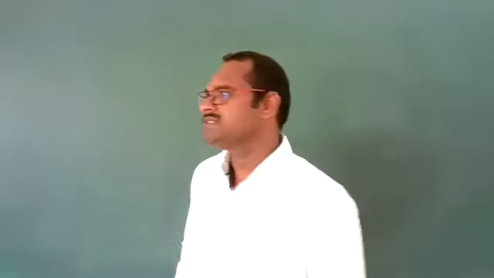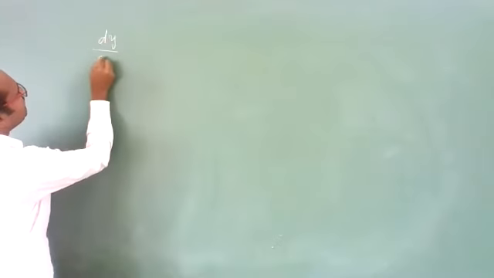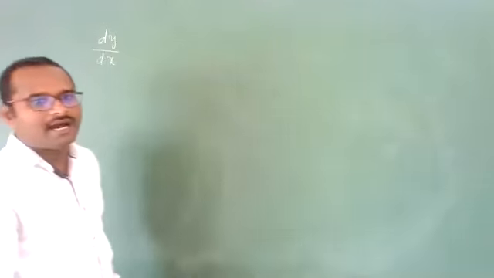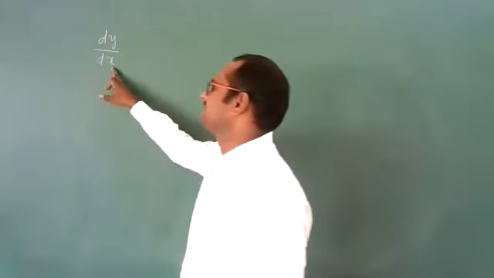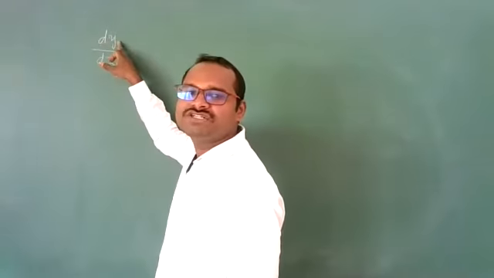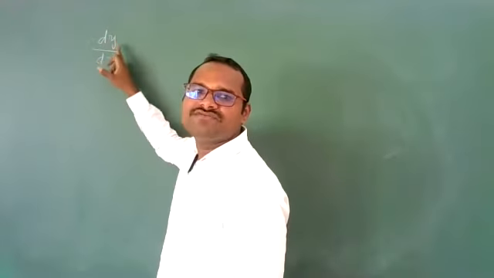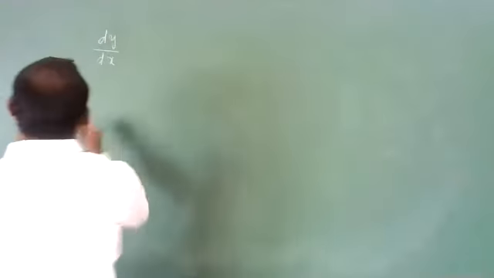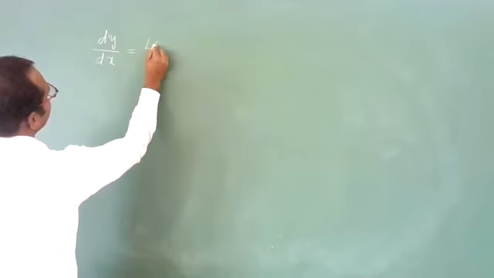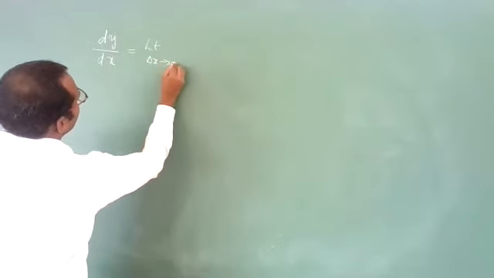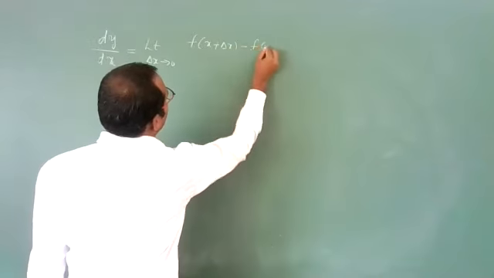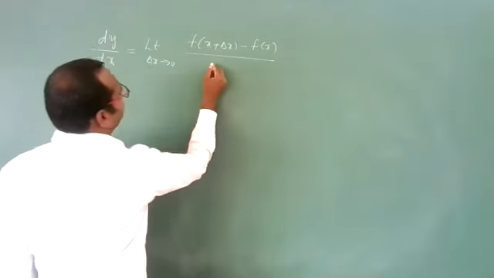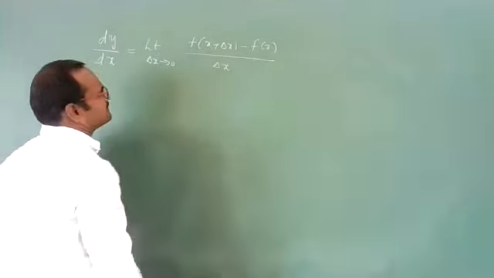Students, in the previous class, I gave you the formula for differentiation. dy by dx indicates how a function y is changing with a variable x. This we need to find. The formula for this is the limit as delta x tends to 0 of f of x plus delta x minus f of x, divided by delta x. Yes, this is the formula.